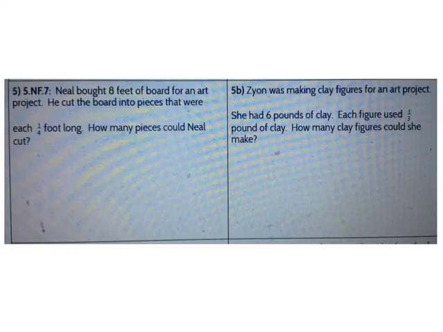Neil bought 8 feet of board for an art project. He cut the board into pieces that were each 1/4 of a foot long. How many pieces could Neil cut? What operation do I need to use to solve this problem? This is a division problem because something is being cut into equal pieces.